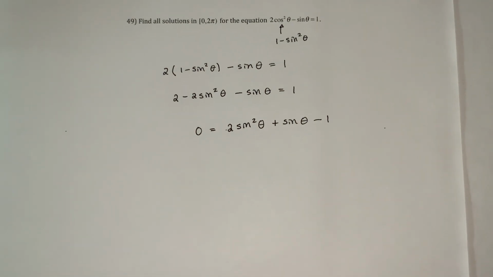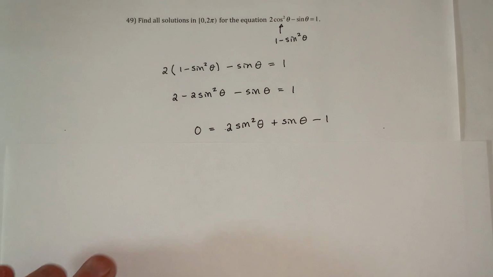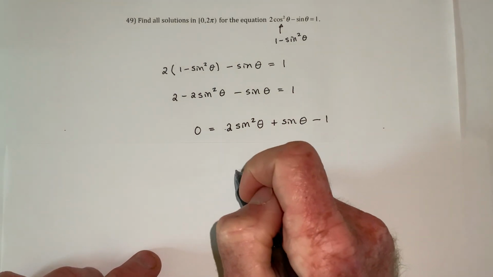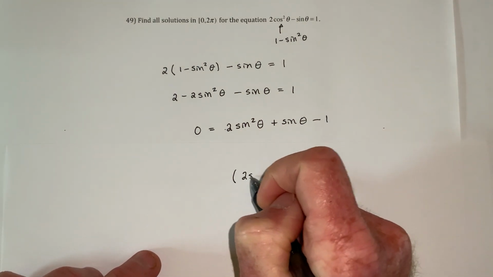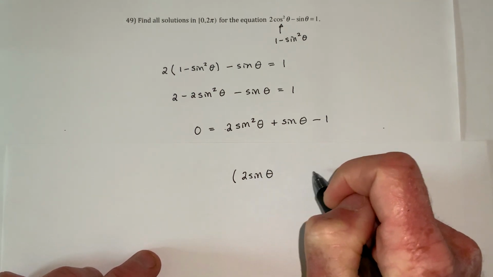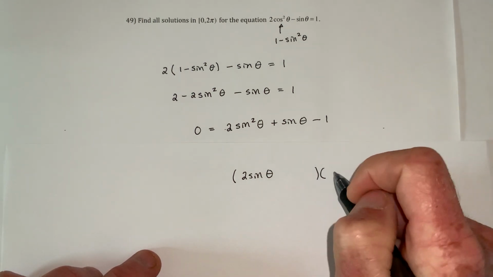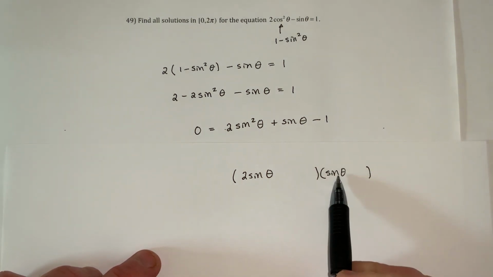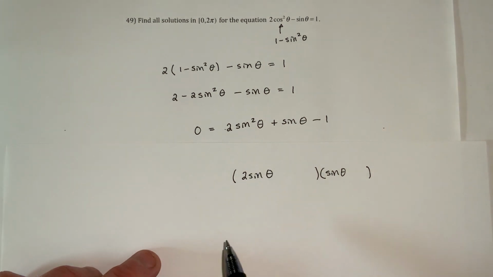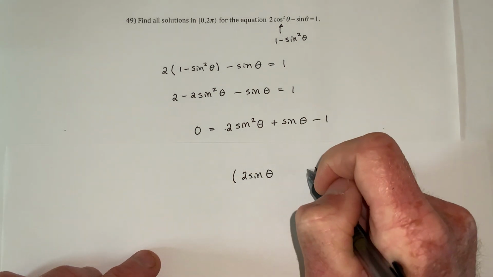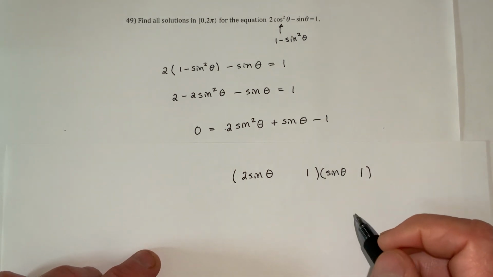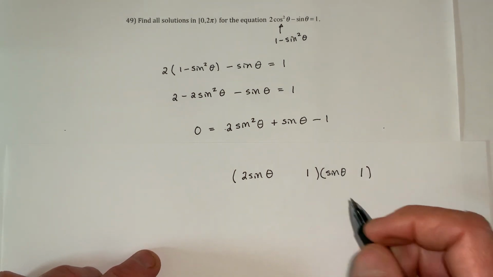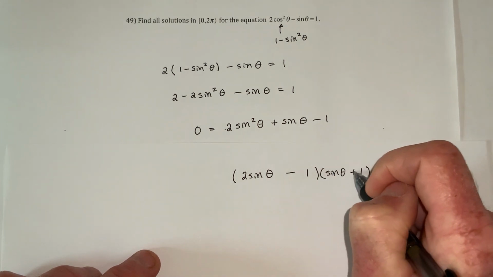So this one is quadratic. We may need to use the quadratic formula, or it's possible that it could factor. So I'm just going to get scratch paper and see, could it factor? So you would have to have 2 times sine of theta, and then we would have to have sine of theta. That way when you multiply these two, that's going to be the 2 sine squared. In order to get a 1, it would have to be a 1 times a 1. And in order to get a negative, I would need a negative and a positive.